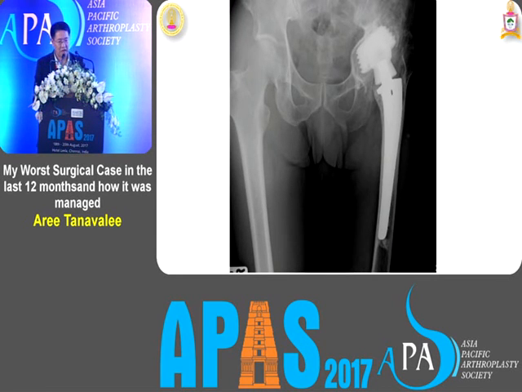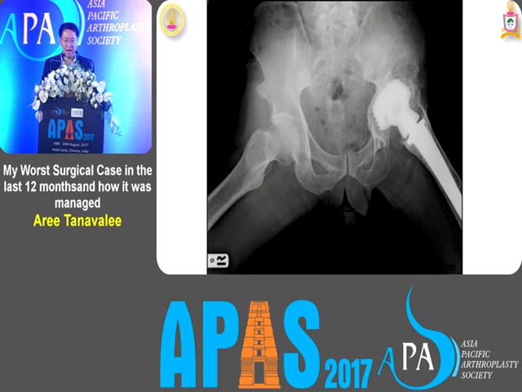And this is the X-ray we saw him at that time. It's a ceramic implant with cemented fixation on the stem, but cementless fixation on the acetabular side. And this is the open leg view. You see some limitation.